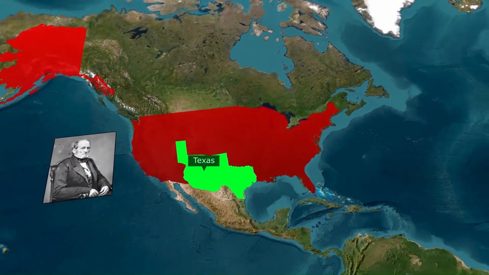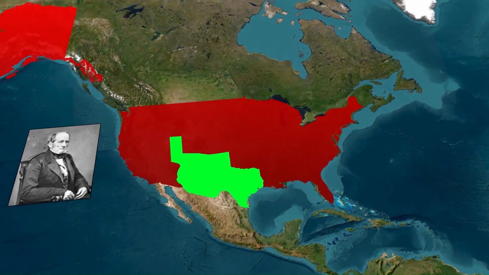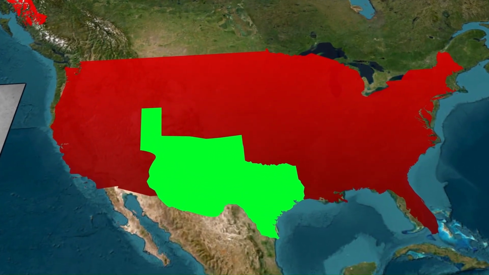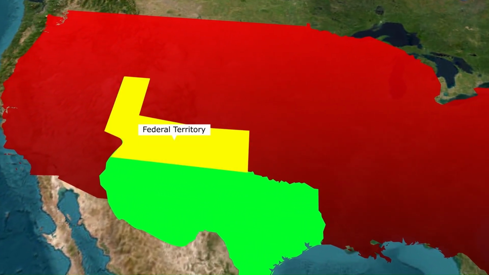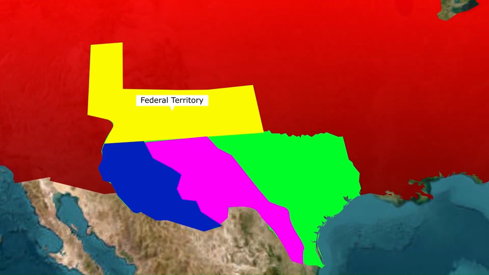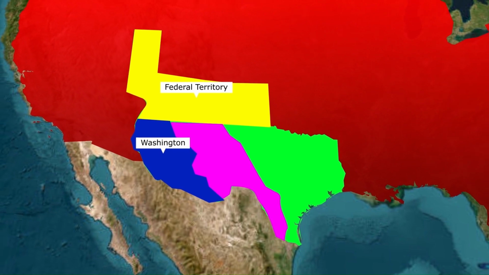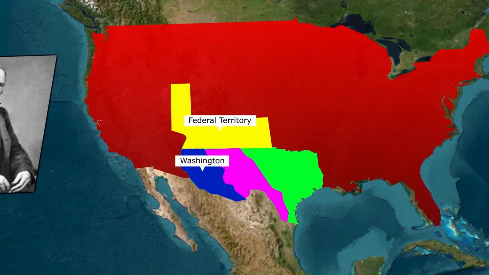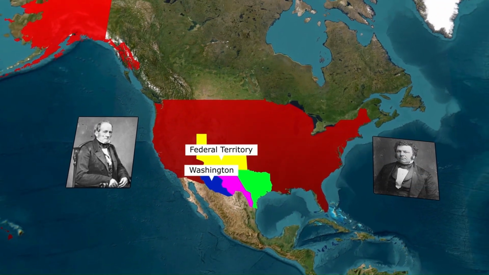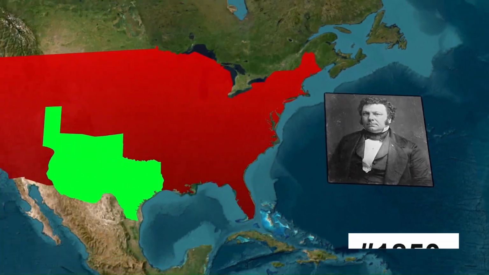Senator John Bell's proposal: redraw borders so most of Texas's land would become federal territory and the rest would be split into new states, including one named Washington. Texans didn't even consider this plan. The solution came from Senator James Pierce, who proposed a compromise in 1850.